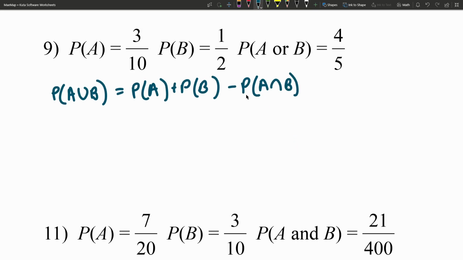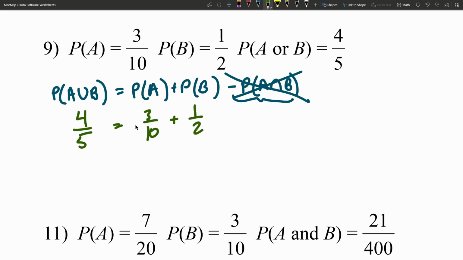If they're mutually exclusive, this should be 0, which means the probability of A plus the probability of B equals the probability of A union B, or A or B. I just write it as union because that's synonymous. So let's see if this is true. Does 4/5, that probability of A or B, equal 3/10 plus 1/2? Is this true? Let's see.